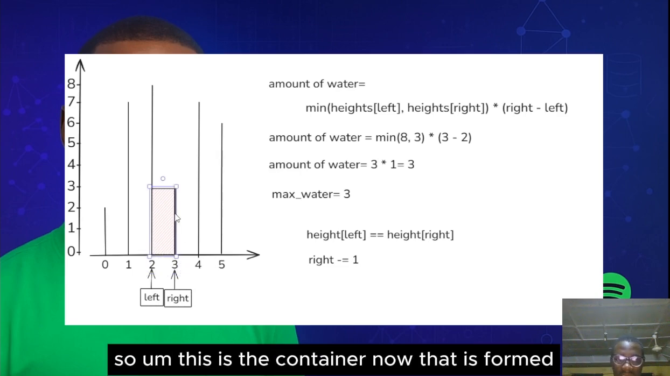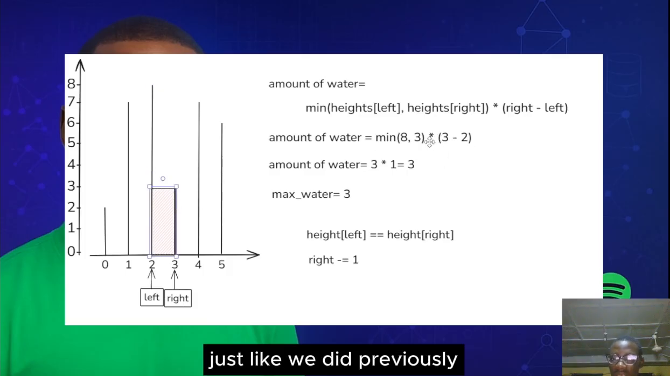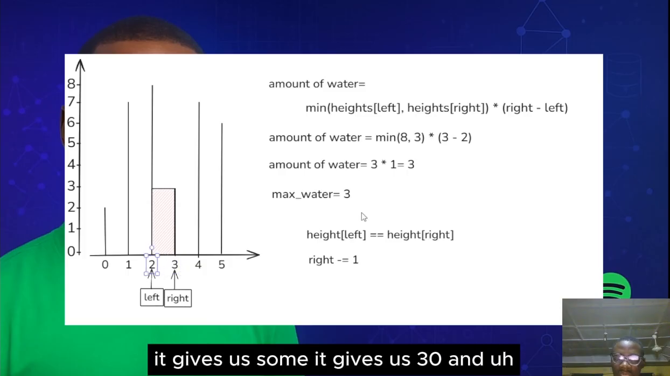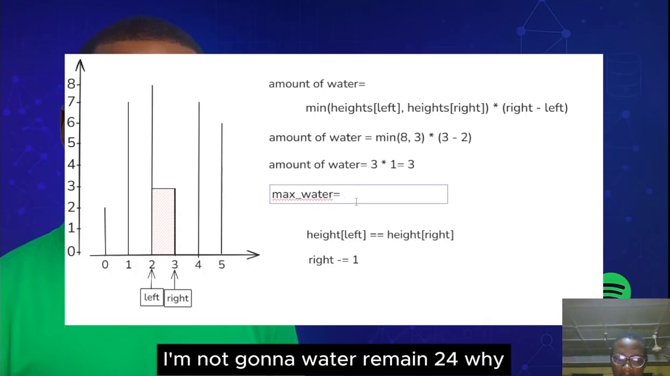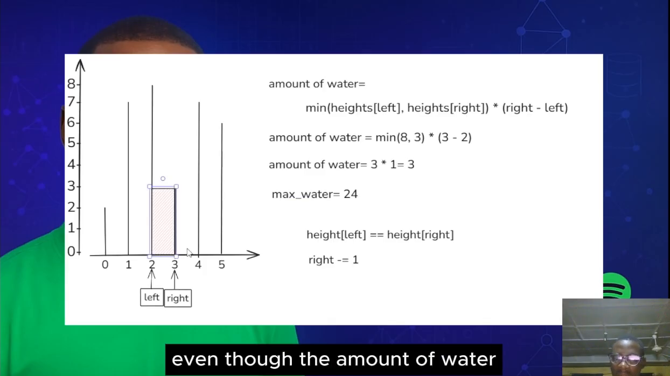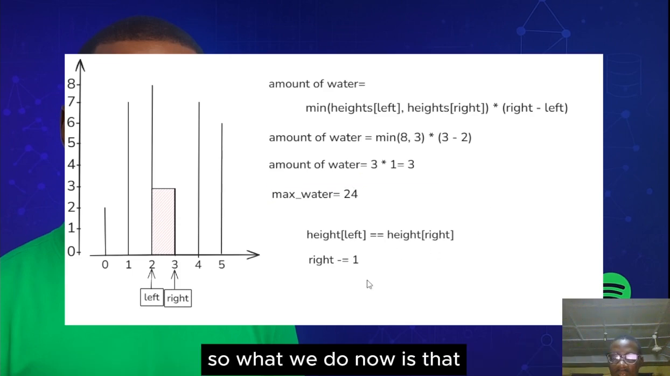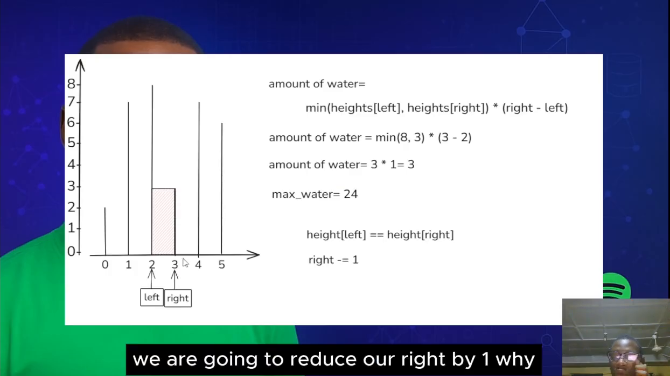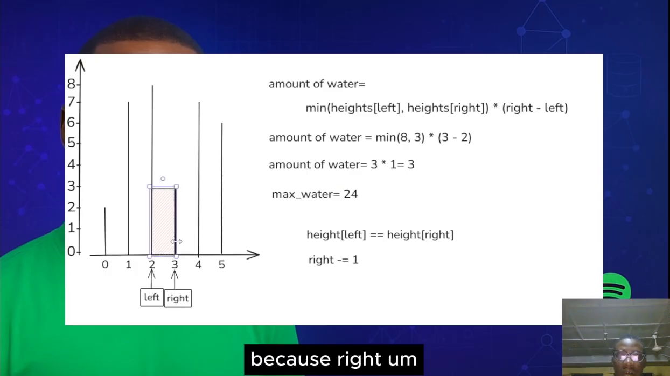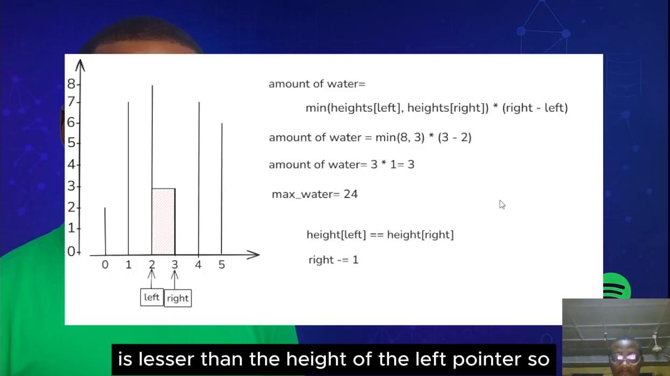So this is the container that is formed now, and when we choose the minimum between 8 and 3, just like we did previously, and multiply it by 3 minus 2, it gives us 3. Our maximum water will remain 24. Why? Because 24 is greater than 3. Even though the amount of water this container can take is 3, we have a much greater container in the graph. So what we do now is reduce our right by 1. Why? Because the height of the right pointer is lesser than the height of the left pointer.